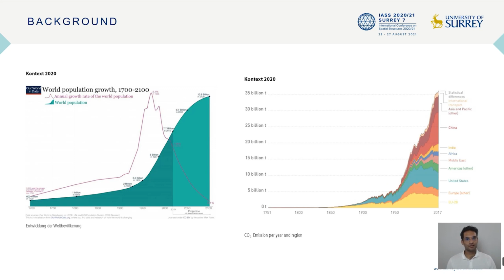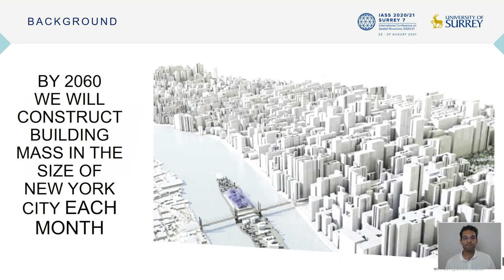This, of course, is mapped out by the current alarming trends with the world population growing, and alongside that, the CO2 emissions that are also growing exponentially. And of course, this is caused to a large part also by the AEC industry, because we're still using steel and concrete as a prevailing method to create our building structures. And if you just think about it, that we each month build New York City as the building mass, it might be a good idea to think about new strategies which are more sustainable for the future.